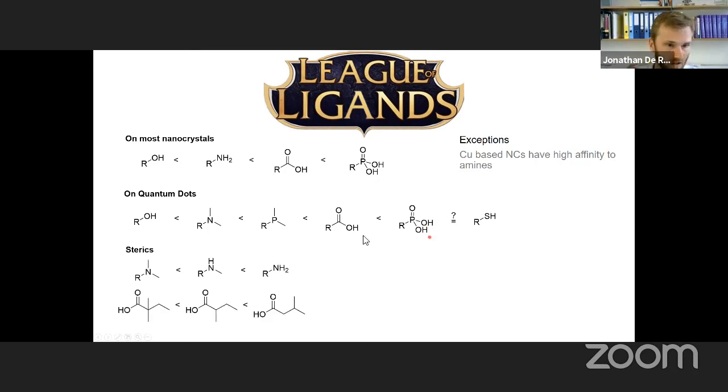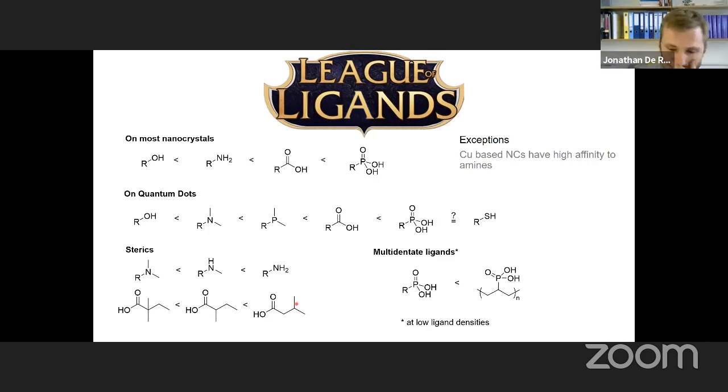Then sterics are of course extremely important. Tertiary ligands are poor, secondary better, primary much better. Same for these branched carboxylic acids. It really depends where the branching point is. The further away from the surface, the better the binding affinity. And then finally, multidentate ligands, yes, are better than regular ligands, but only at low surface densities.